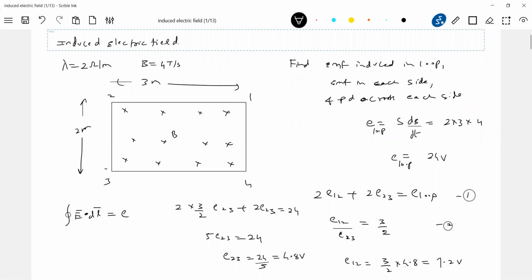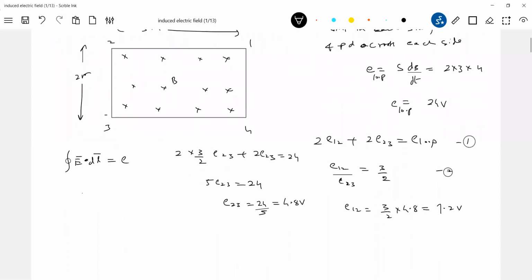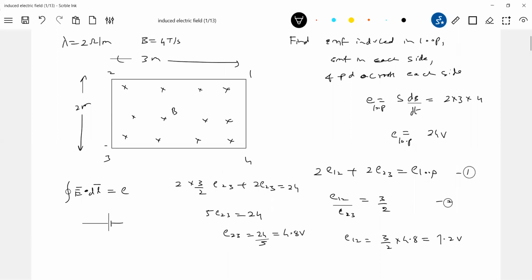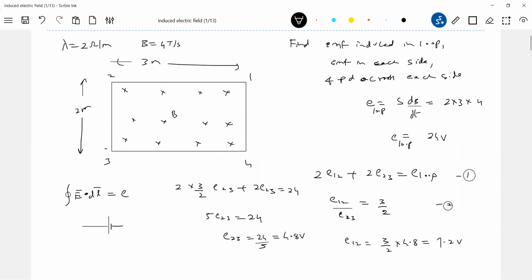Then what should we do? We should replace each side with a cell, an equivalent cell. How to give the polarity of the cell? From Lenz's law, B bar is into the plane and increasing. Into the plane is defined as negative flux, so EMF induced is positive. Therefore the induced current in the circuit will flow anti-clockwise. Keeping that induced current in mind, you should assume the polarity, so there should be a cell which will push that current.